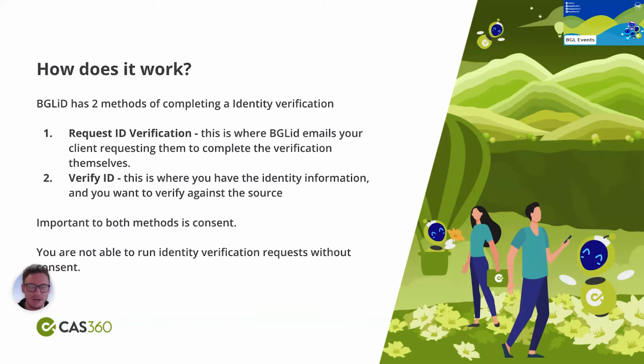So request ID verification sends out an email to your client. Your client obviously opens the email, goes through the process, launches BGL ID, puts in their identity document information, clicks submit. And then once they've submitted that, their work is done and the result will come to you. It's an instant result and it will come to you.